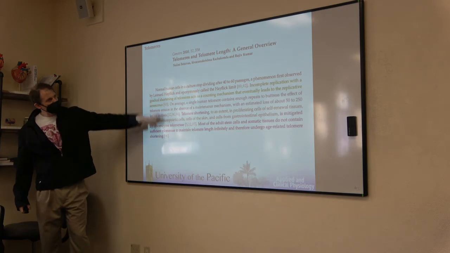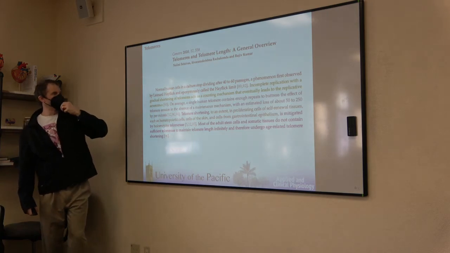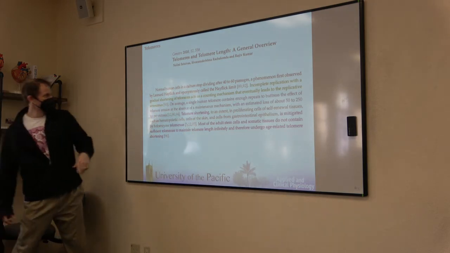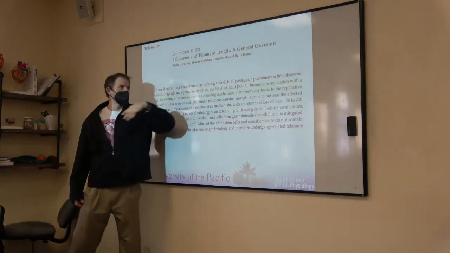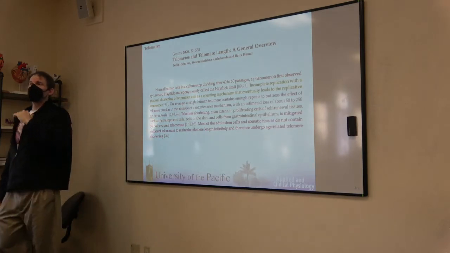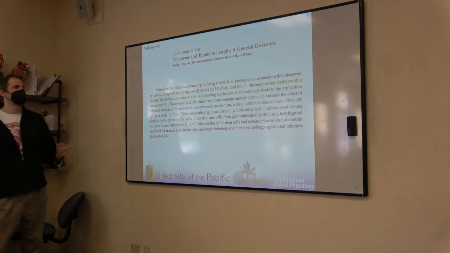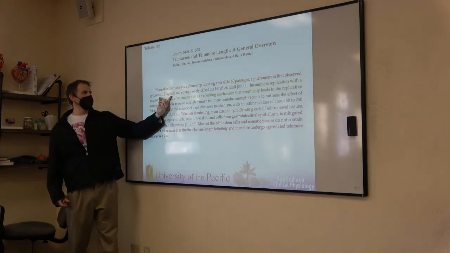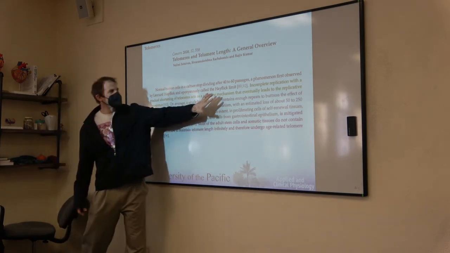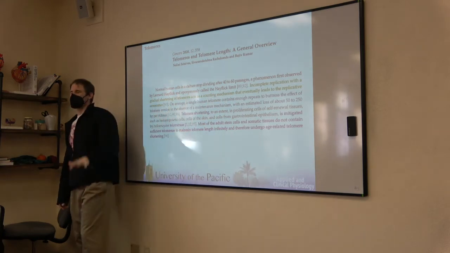So this one, pretty much everything in this passage is good. So I'm just going to read line by line. Normal human cells in culture stop dividing after 40 to 60 passages. You don't just divide forever. First observed by Leonard Hayflick. So it's the Hayflick limit, that's like 1961.